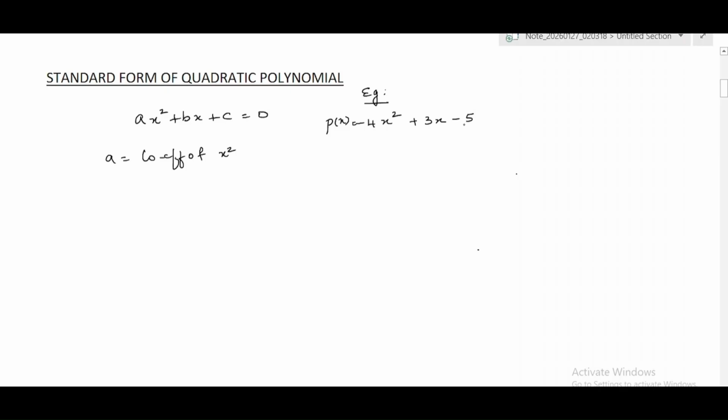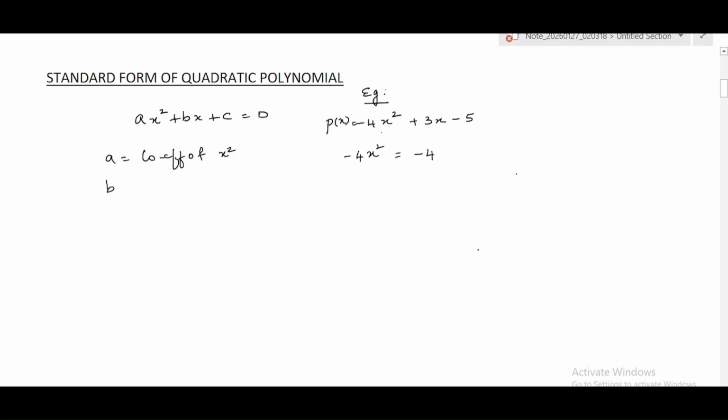Here p of x is an expression, and there are three terms in this: 1, 2 and 3. So first let's take minus 4x squared. This is a term. The coefficient of x squared is minus 4. We have to take it with the sign. If it is negative, we have to mention the sign. If it is positive, it's okay.